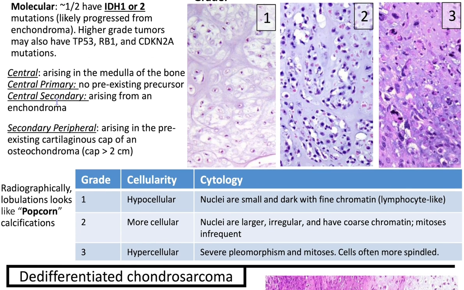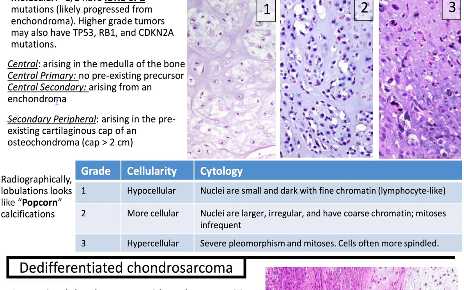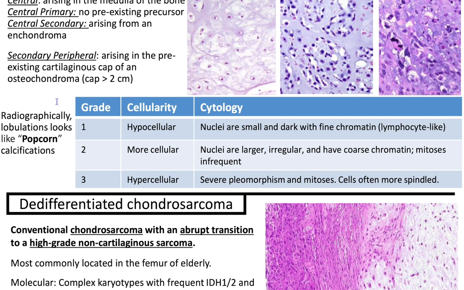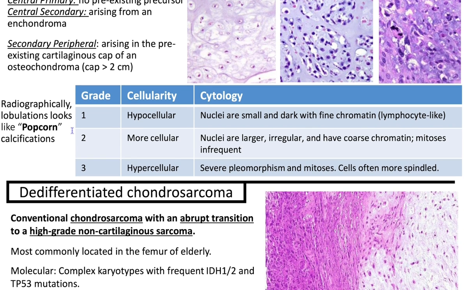So central chondrosarcoma arises in the medulla of a bone. Central primary is there's no existing precursor. Central secondary is it's arising from an enchondroma. And secondary peripheral is it arises in the pre-existing cartilaginous cap of an osteochondroma. Radiographically, the lobulations in a chondrosarcoma can look like popcorn calcifications.